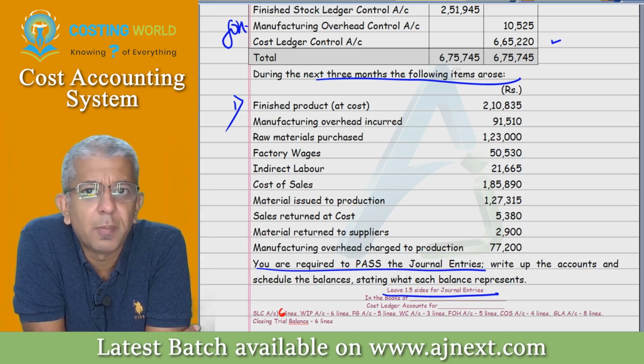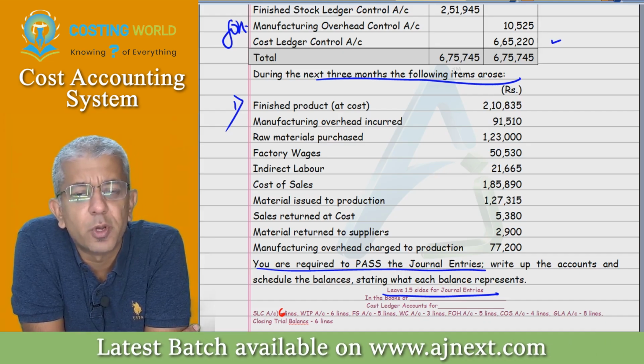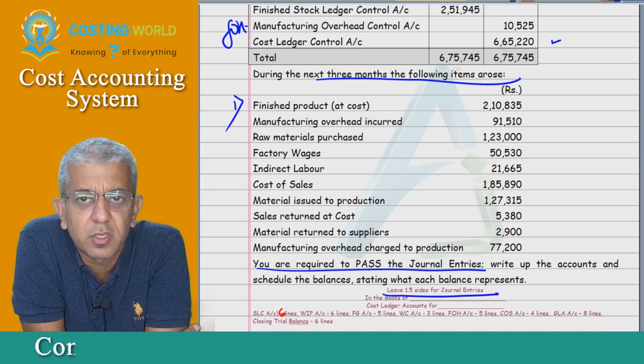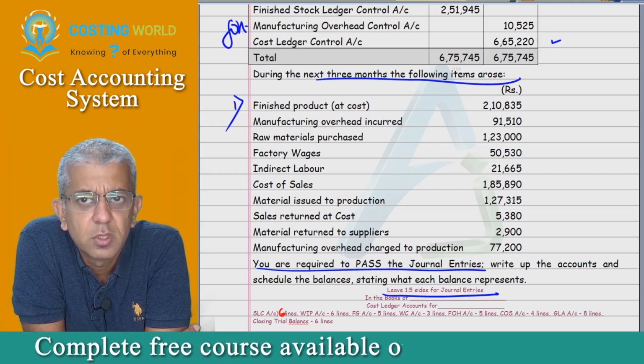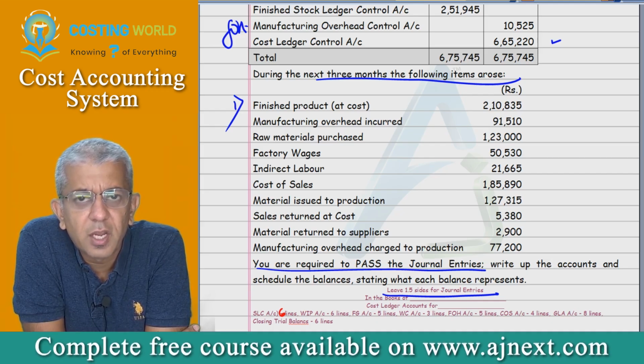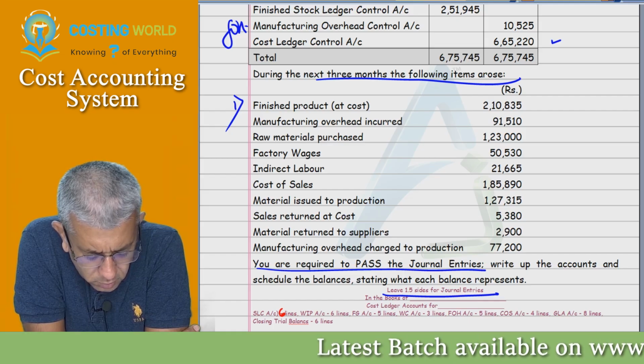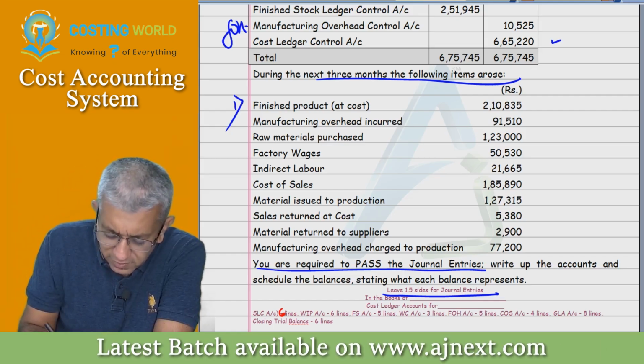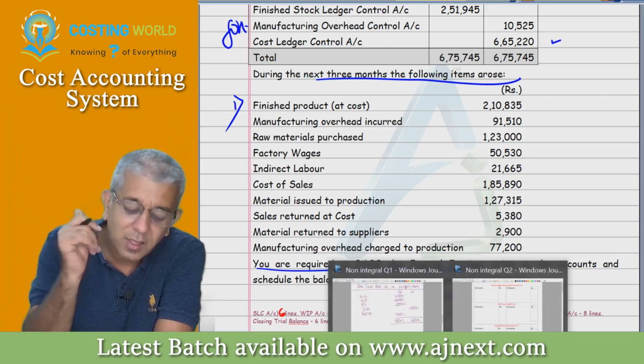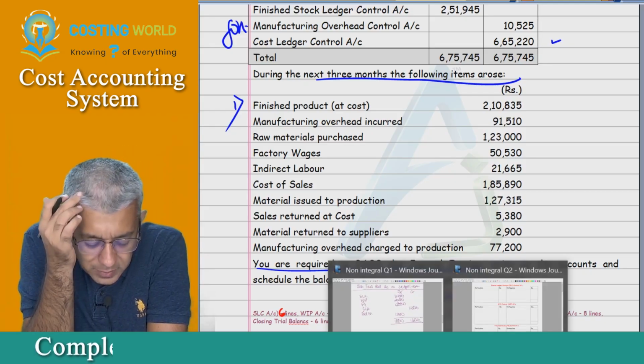Finished goods account debit to WIP. Beta, goods are produced. You will remove them from the factory. You will transfer them to the finished goods warehouse. So therefore, entry will be finished goods account debit to WIP. In your notebooks, you all write down. If in notebooks you will give a title, it will be slightly better, and then you all write down the entries. That will be slightly better.